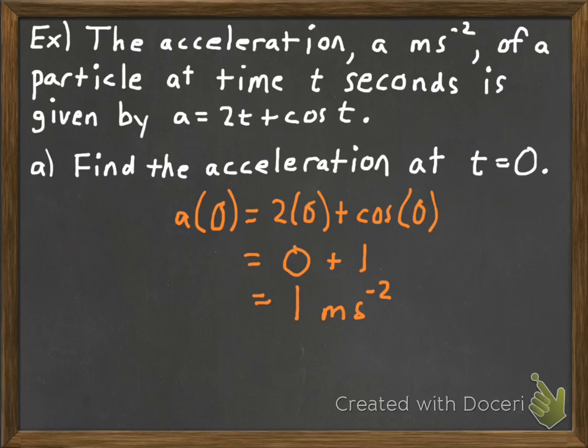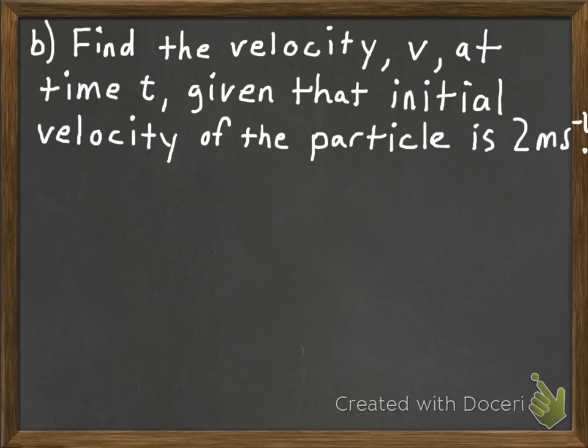All right, remember that equation. Well, it's on your paper. I guess I'm the one that needs to remember that because it's going to disappear from my screen. All right, part B. It says find the velocity v at time t given that the initial velocity of the particle is 2 meters per second.